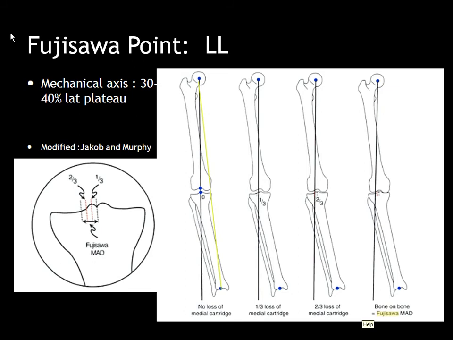It's called the mechanical axis deviation. And he said, well, I want the mechanical axis to be about 30 to 40% on the lateral tibial plateau. And that number was modified later by Jacob and Murphy. And they said, really, you shift the mechanical axis according to the degree of osteoarthritis. So if it's a full-blown medial OA, you take it 40%, less degrees, it's less deviation.